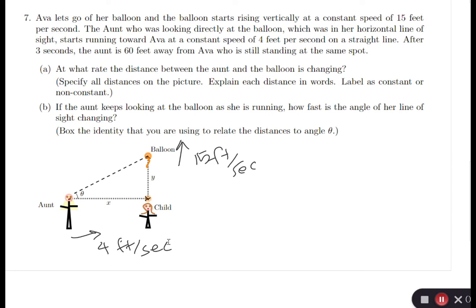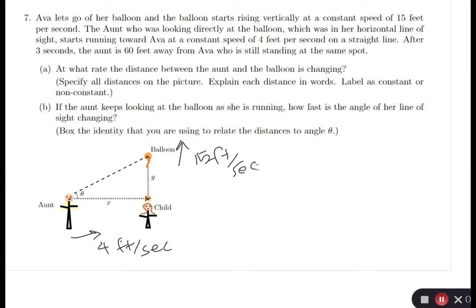The ant is running on a straight line. After 3 seconds, the ant is 60 feet away from Ava, who's still standing at the same spot. At what rate is the distance between the ant and the balloon changing? And so that's the first question.